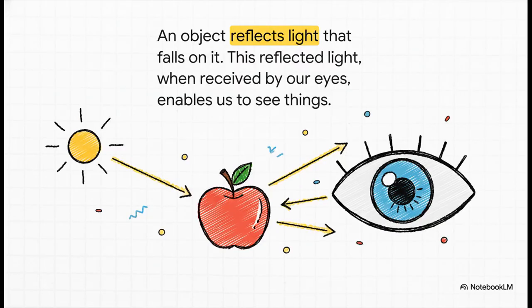Here's the really crucial part. We don't actually see objects. What we're seeing is the light that bounces, or reflects, off of them and then travels into our eyes. And pretty much all the time, that light travels in a perfectly straight line.